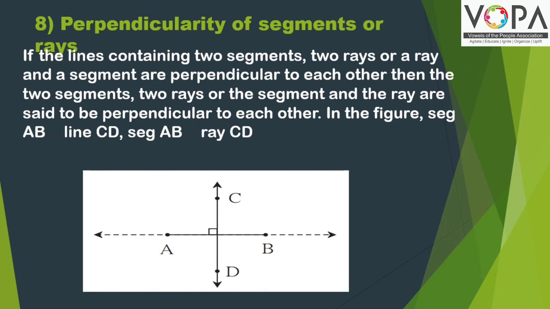Next topic what we are going to learn is perpendicularity of segments or rays. If the lines containing two segments, two rays, or a ray and a segment are perpendicular to each other, then the two segments, two rays, or the segment and the ray are said to be perpendicular to each other. In the figure, segment AB perpendicular to line CD. Segment AB perpendicular to ray CD. You can see CD is perpendicular to AB and AB is perpendicular to CD.